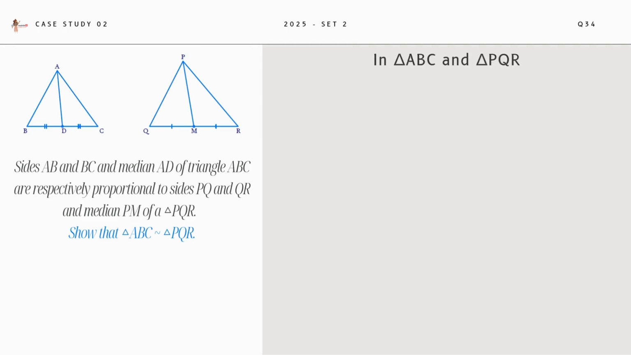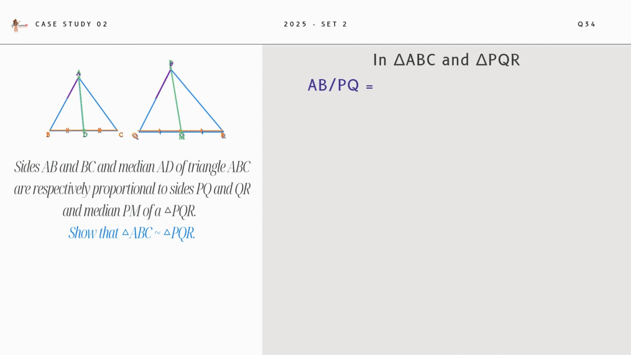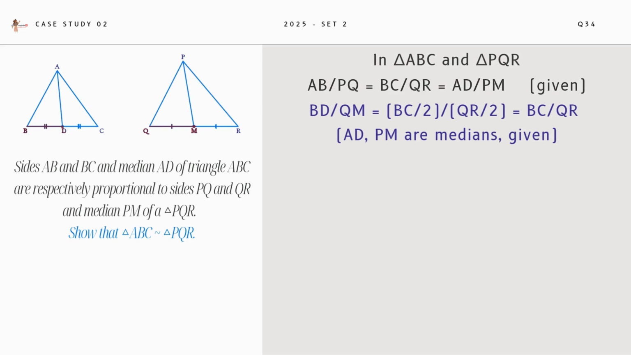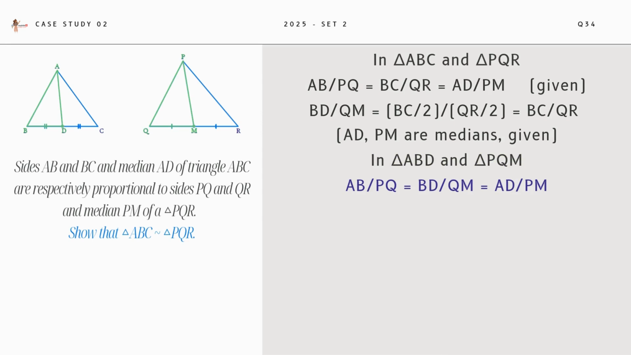In triangle ABC and triangle PQR, AB upon PQ is equal to BC upon QR is also equal to AD upon PM. This is given. BD upon QM is BC upon 2 upon QR upon 2, that is equal to BC upon QR because AD and PM are medians. Now in triangle ABD and triangle PQM, AB upon PQ is equal to BD upon QM is also equal to AD upon PM. That means triangle ABD is similar to triangle PQM.